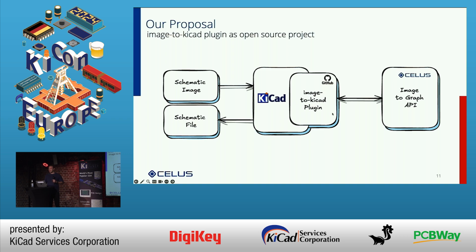And this plugin could then communicate with an API on our side. This API is necessary because we need specific models in order to extract this information out of the image. It's not something that we can just do out of the box or algorithmically. And then this API would return the information that was extracted out of the schematics back to the plugin, where the plugin can then transform this into a real schematic file on KiCAD.